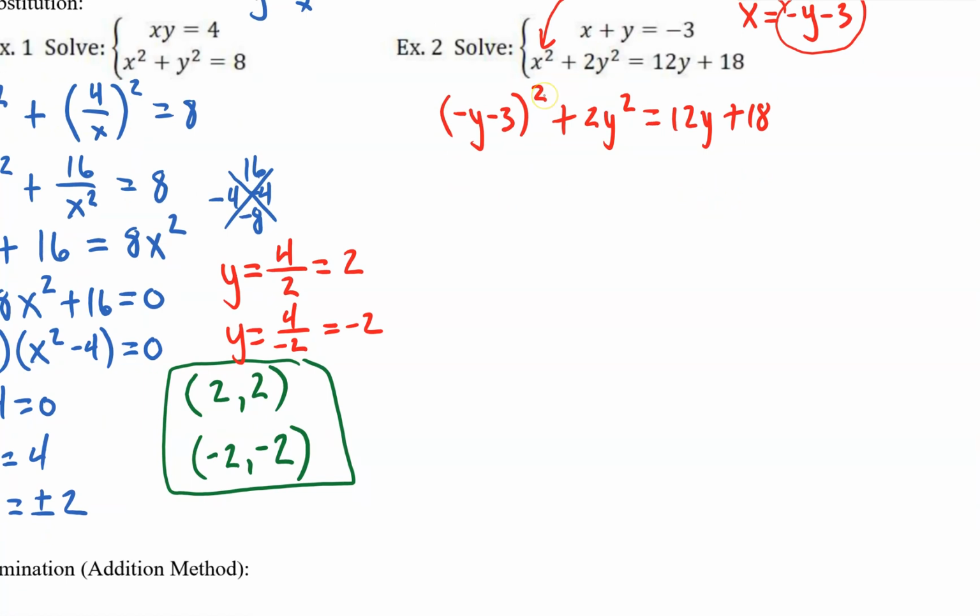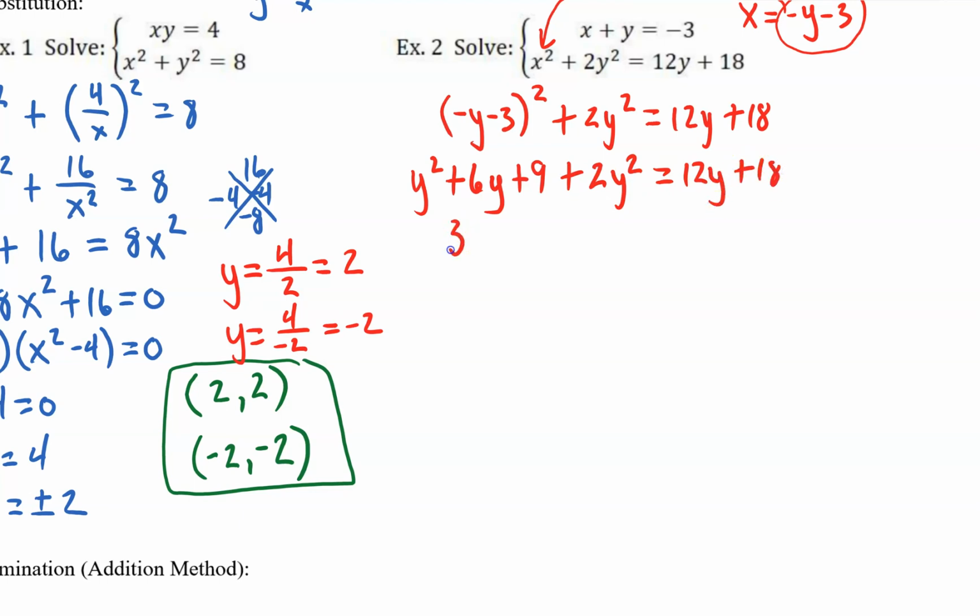So when I multiply this squared situation, I'm going to get negative y times negative y. You can write it twice and do it, or just do it. This is going to be y squared. This is going to be negative y times negative 3, that's plus 3y. And a plus 3y gives you a plus 6y. And then negative 3 times negative 3, that's a plus 9. So you're going to get all of those things plus 2y squared is equal to 12y plus 18.